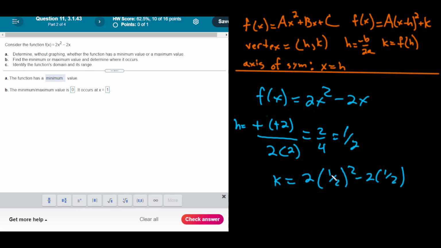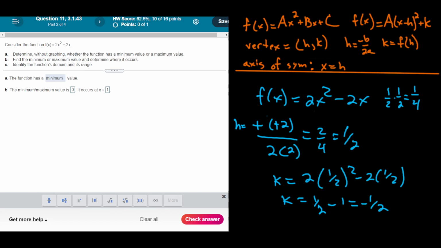1 over 2 squared, that's 1 over 2 times 1 over 2. You multiply straight across when you're dealing with fractions, right? Right. This is 2 times 1 over 4, which is 1/2. Minus 2 times 1/2 is just going to give you a 1. 1 over 2 minus 1 is going to give you negative 1 over 2. And that is our k.